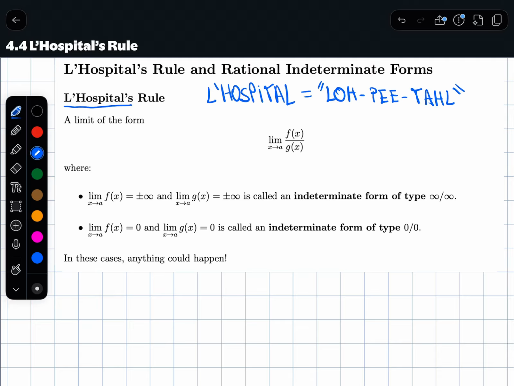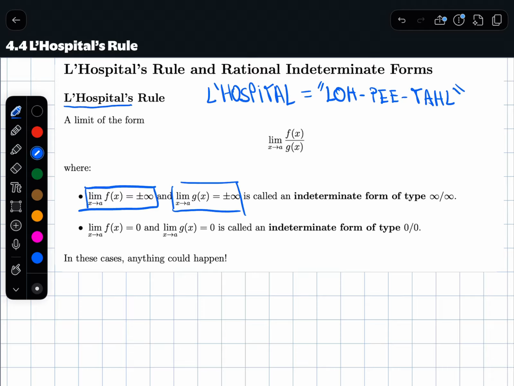Now, what is this rule and what does it help us resolve? Let's begin with the problem that it helps us solve. Whenever you have a limit of this format, f of x over g of x, and both f and g are going to infinity, then anything could happen here.